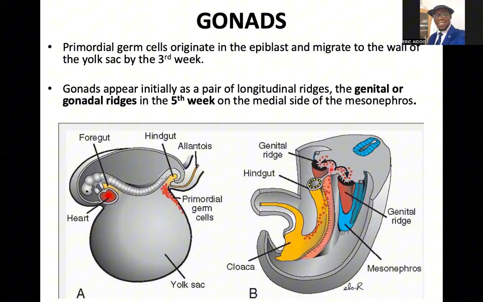So these dotted reddish spherical bodies are the migrating primordial germ cells, and they are destined to come to this gonadal or genital ridge. Once they get there, they try to incorporate themselves into the primitive sex cords, which are actually coming from the epithelium of the gonadal ridge, okay, and extending towards the medulla, where the mesenchyme is.